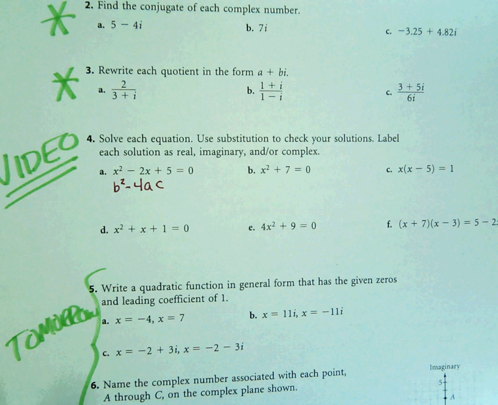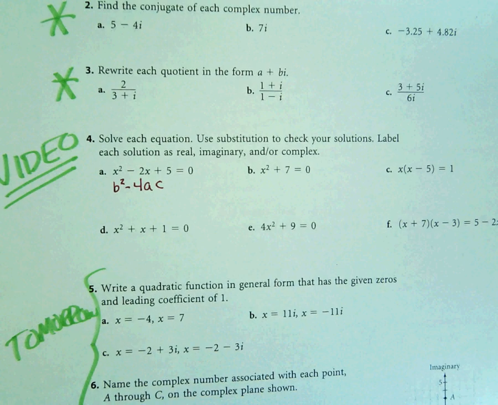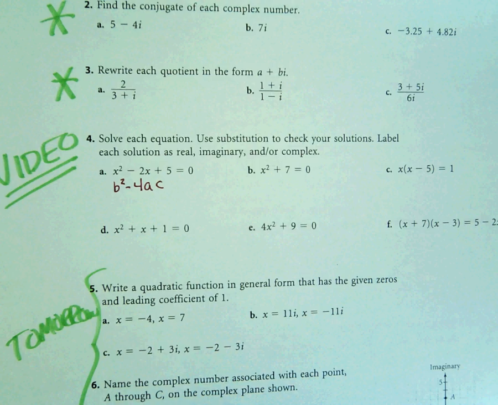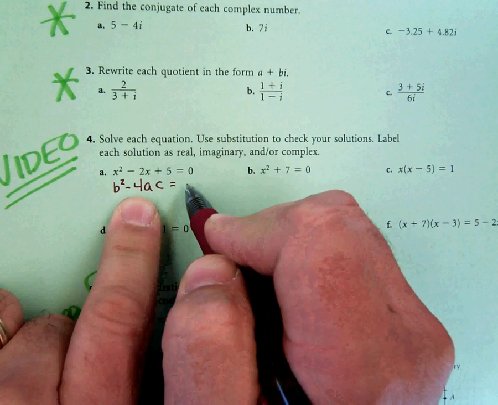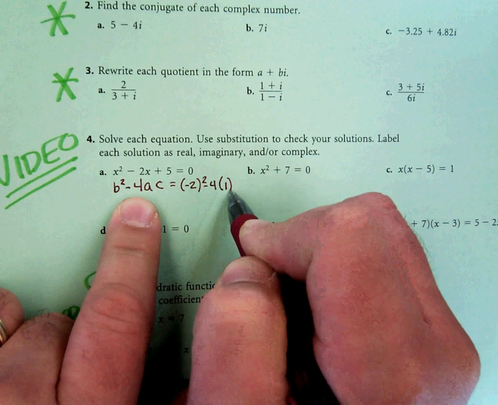Here we go, class. We're going to talk about number 4A on the 7.5 green worksheet. In this problem, you're asked to find the solutions to each equation. For A, we're going to use the quadratic formula. First, I'm going to calculate the discriminant. It's going to be B squared minus 4 times A times C.